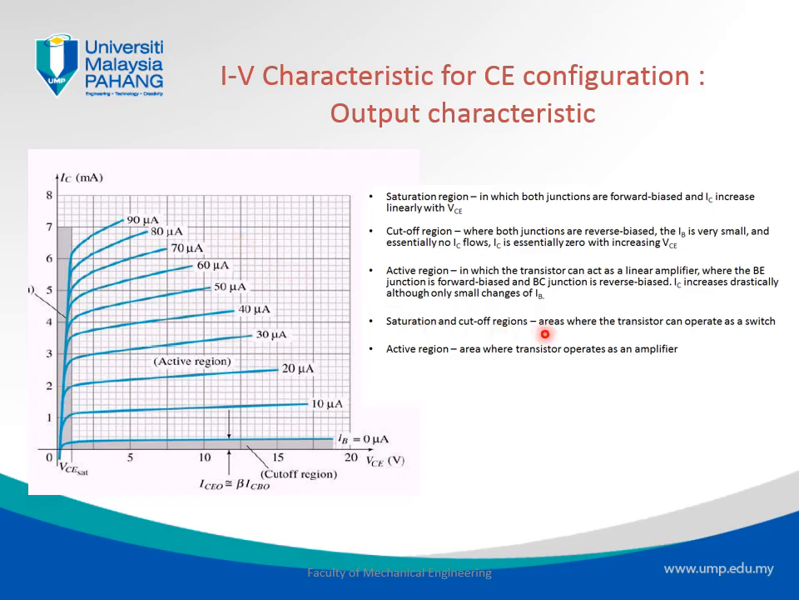So the saturation and cutoff regions are areas where the transistor can operate as a switch. Here and here, the transistor just acts as a switch, but it won't act as an amplifier. But in the active region, the transistor can also act as an amplifier.